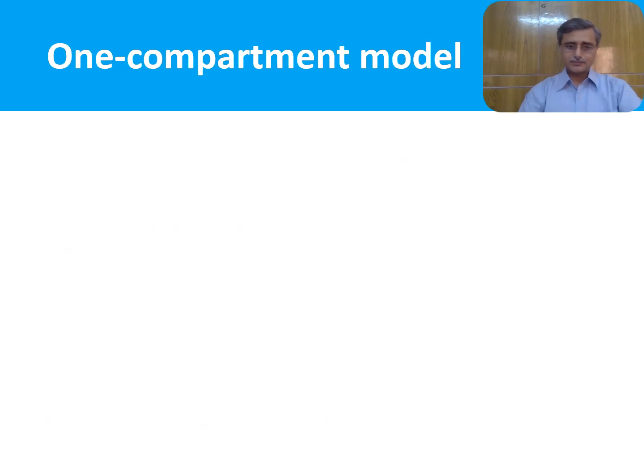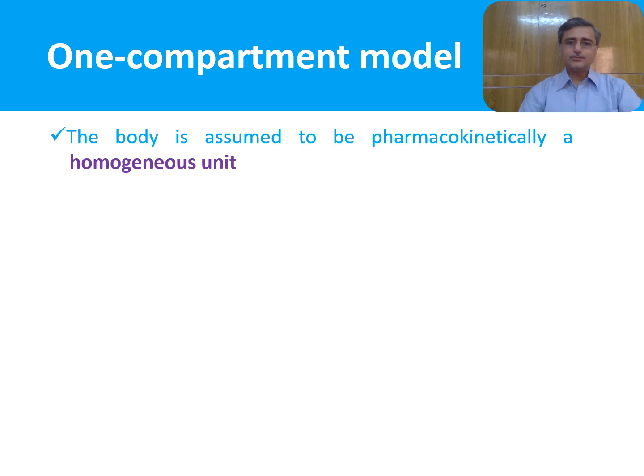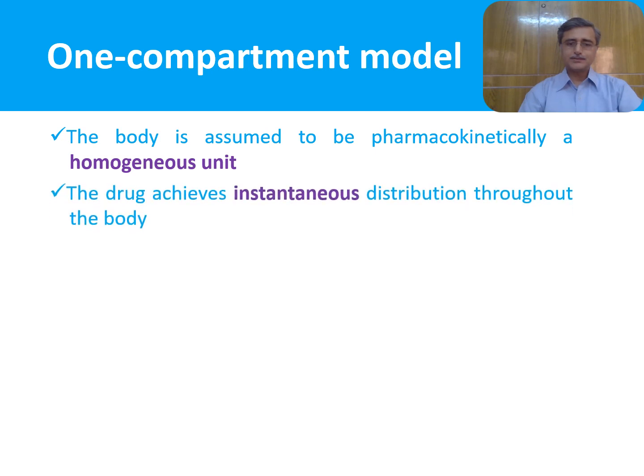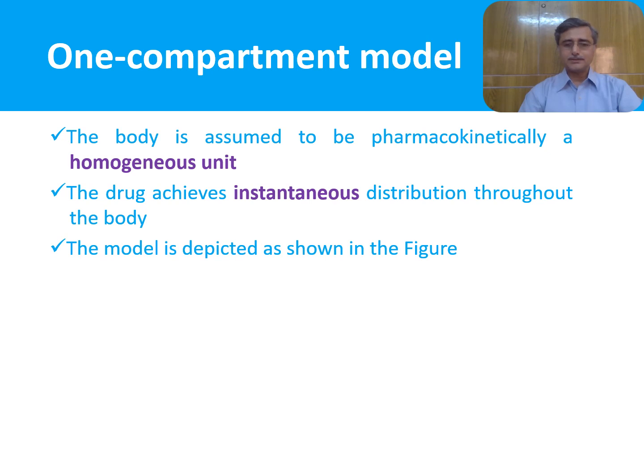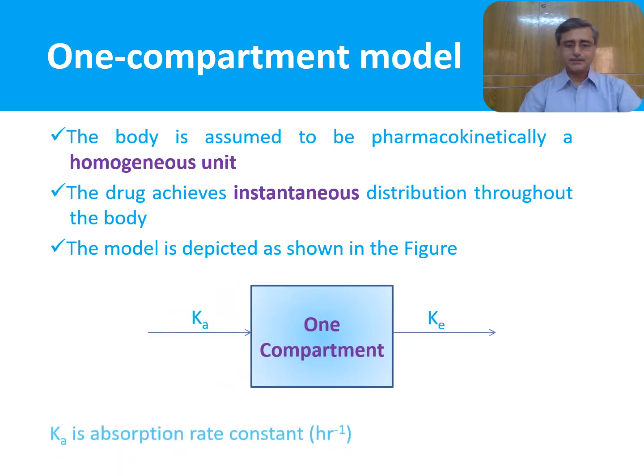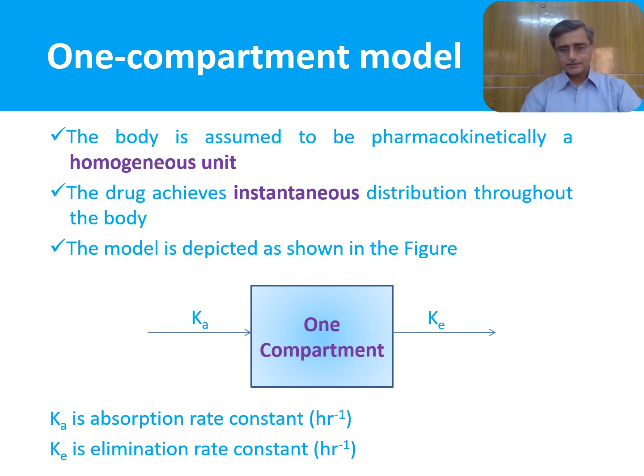Starting with the one compartment model, the body is assumed to be pharmacokinetically a homogeneous unit. The drug achieves instantaneous distribution throughout the body. The model is depicted as shown in the figure. Here you see there is an input of the drug and the rate of absorption is characterized by the rate constant Ka. The drug enters into the body and is eliminated, and the rate of elimination is characterized by the elimination rate constant.